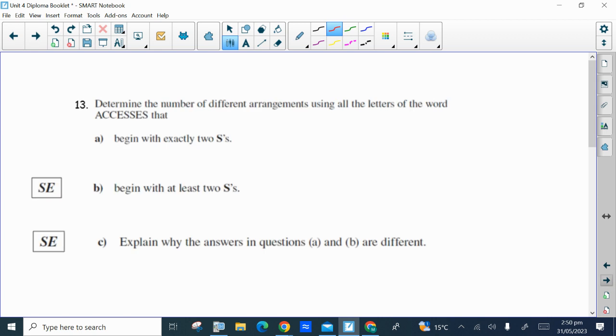Determine the number of different arrangements using all of the letters of the word accesses. First, if it begins with exactly 2 S's. So there are 1, 2, 3, 4, 5, 6, 7, 8 letters here.